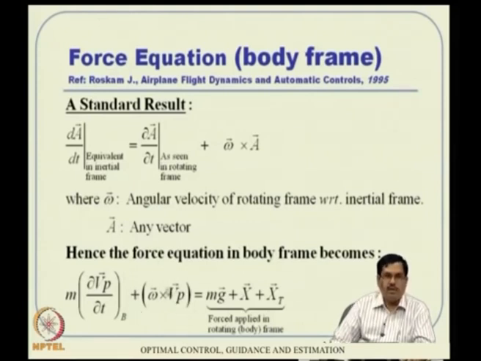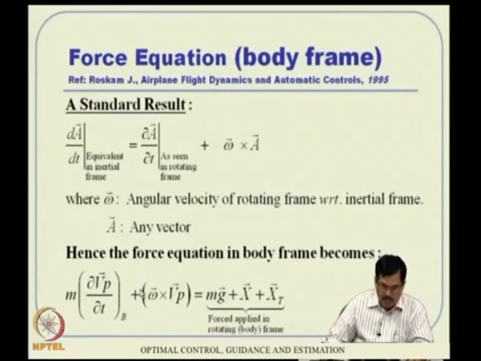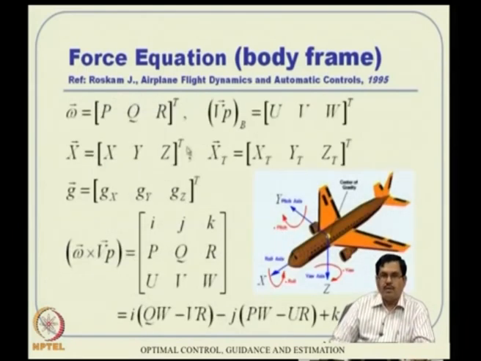These are the omega cross Vp terms, which actually make the aerospace dynamics complicated if you ask me. That is the only reason why the aerospace equations look complicated, because this cross product you have to account for all the time. Anyway, we have a relationship now. So, we do not have to be confined to the unnecessary inertial frame. So, let us visualize this expression as it happens in the body frame.